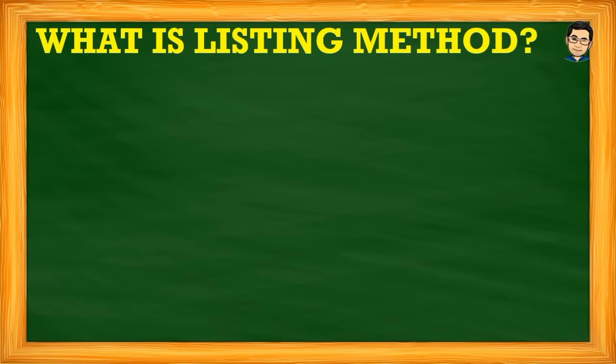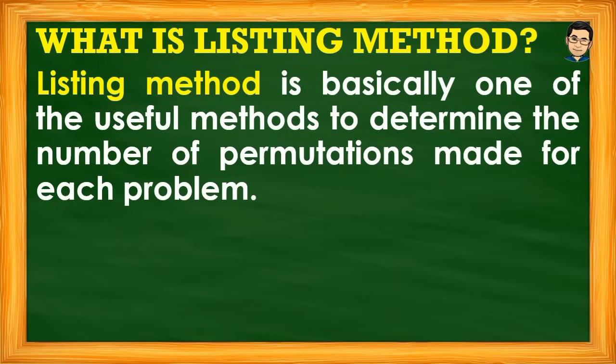So, next method natin is listing method. What is listing method? Listing method is basically one of the useful methods to determine the number of permutations made for each problem. The word itself, listing. Ang ginagawa lang po natin dito, of course, is listing. Nililista yung mga possible outcomes, yung mga possibilities sa isang problem. And then, we can still apply Fundamental Counting Principle again to counter-check our answers.